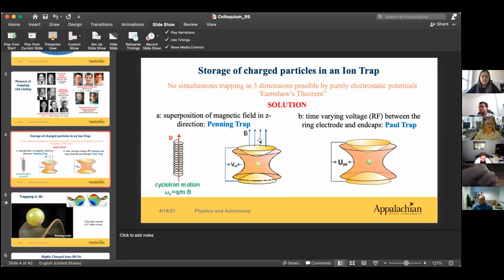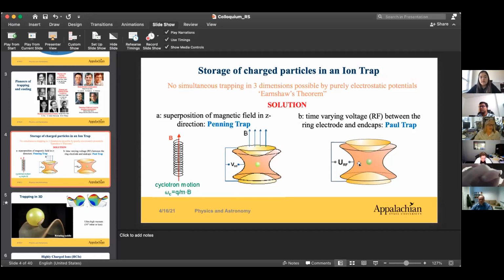And then in this direction, basically in the axial direction, you can trap them by just applying an electrostatic potential difference between these 2 end caps, and in the radial direction you can trap them by applying the magnetic field. So this is one way, and these kinds of traps are called Penning traps.